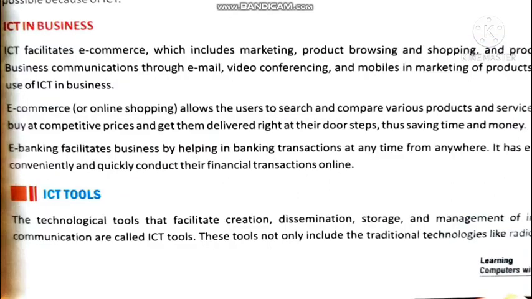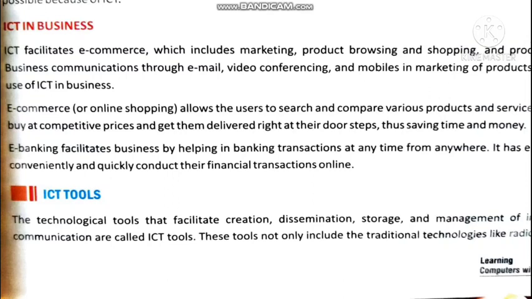Okay. Next is ICT in business. Here, as you know, we can go for e-commerce, which is basically with the help of ICT only. There are also different business communications through email, video conferencing, mobiles, and marketing of products. Use of ICT in business. So let's start from here.